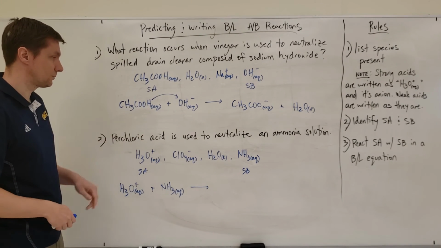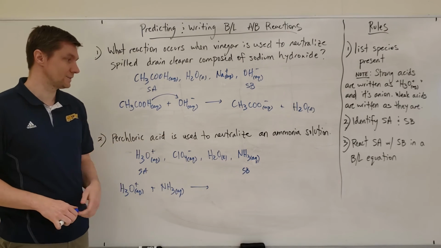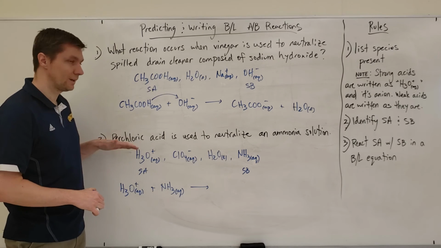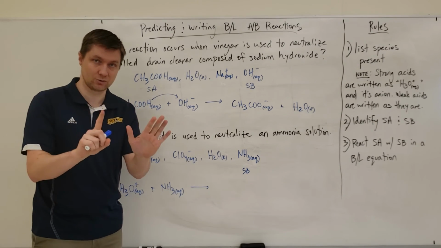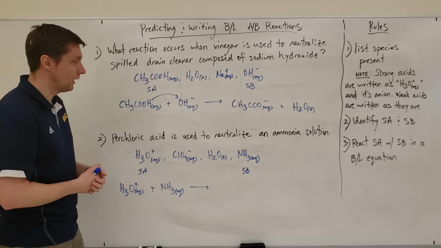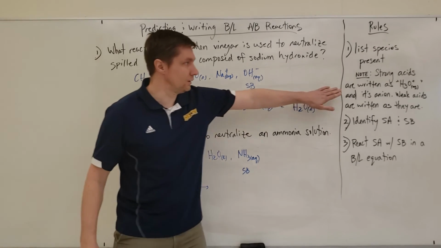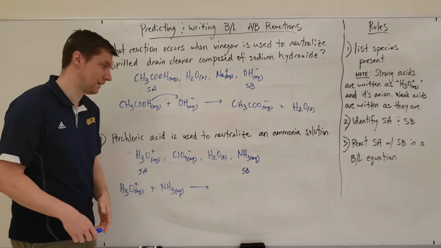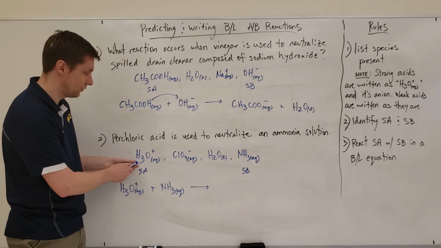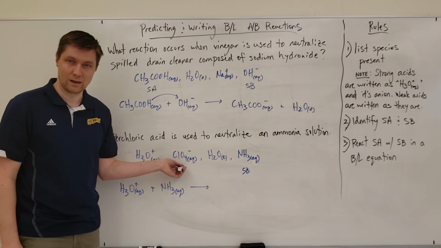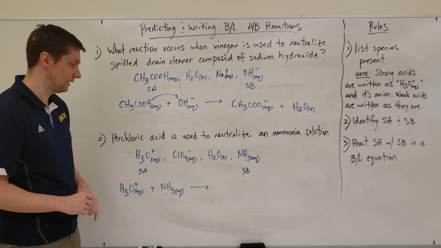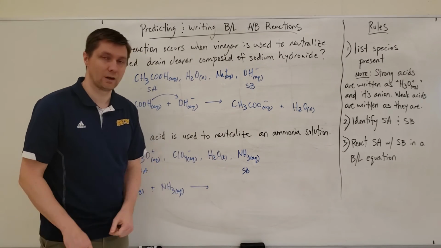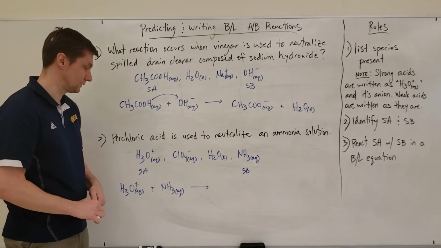Here's another quick practice problem that we can do together. Perchloric acid is used to neutralize an ammonia solution. And so this perchloric acid is a strong acid. It's one of the 6 strong acids on the chart. And so as noted here in the notes, you need to write strong acids as H3O plus and its anion. So I've done that. You can see I've got H3O positive here and the chlorate ion that it is made from. It's also a solution, so I know the water is present, and then I've got my ammonia as an aqueous substance there as well.